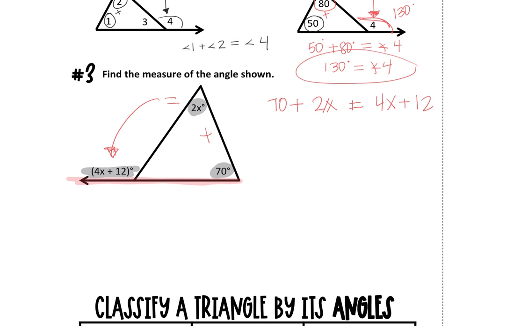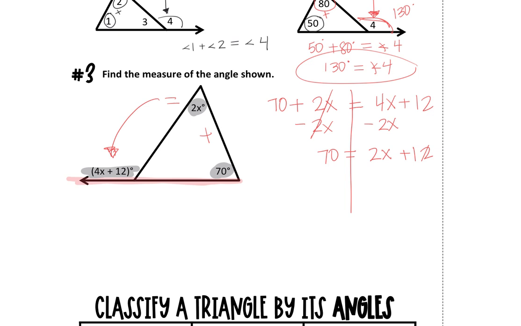Now, solving for x. What I'm going to do first is move the smallest x over to the other side. You can start many different ways. This is what I do: I look for the smallest amount of x's and I move it over. So I'm going to subtract 2x on both sides. I'm going to bring down the 70 that's left over on the left. 4x minus 2x is 2x. Bring down that positive 12.